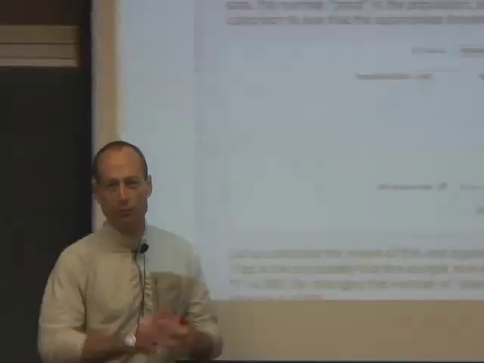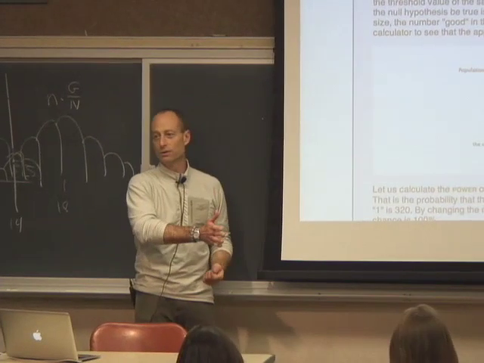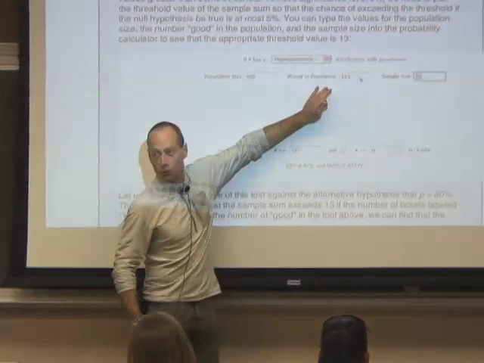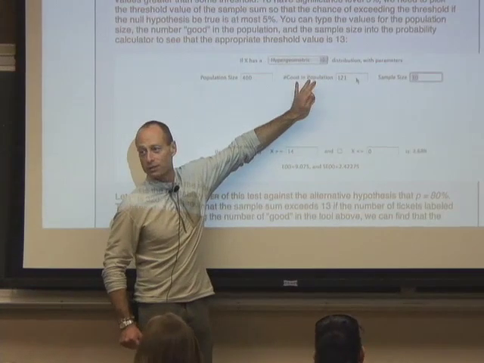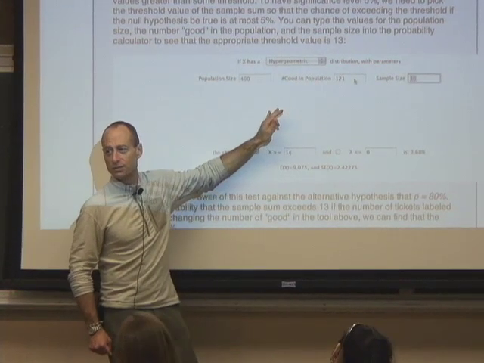So when we're computing the power, we're computing it under the assumption that a particular alternative is true. So this is the power under the alternative that there's 121 ones in the box instead of 120 ones in the box. And we can't get much power with a sample of this size. Okay?